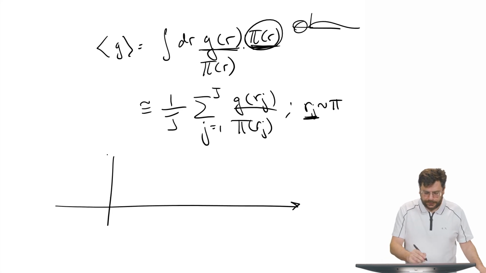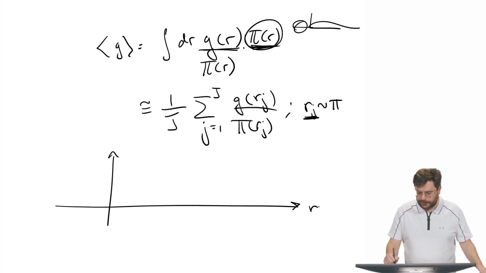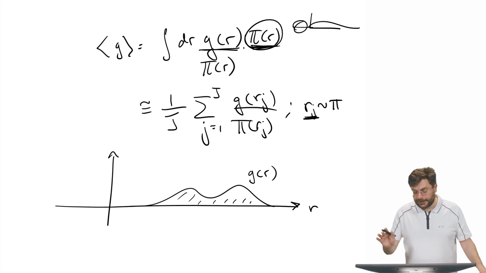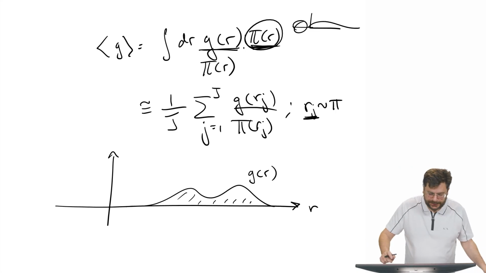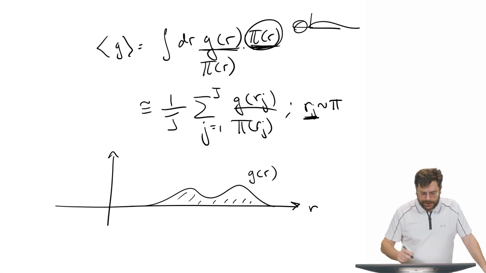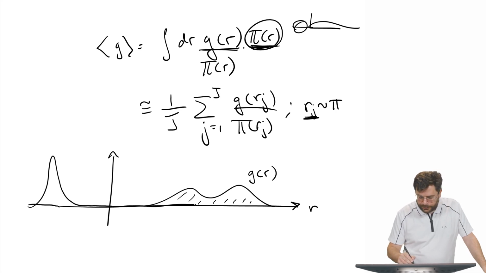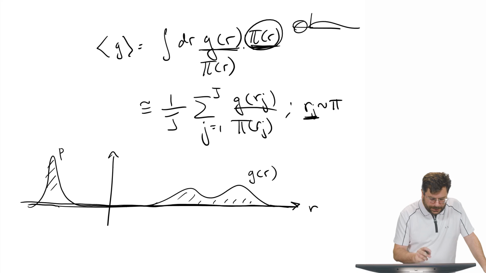So take, for example, a g of r that looks something like this. That's the function that I'd like to integrate, whose area I'd like to determine. It doesn't quite look analytical. It's kind of a lopsided double Gaussian. And suppose that the pi of r that I select is the following. It has support all the way out here, and g of r also exists all the way out here. But this here's my pi of r.